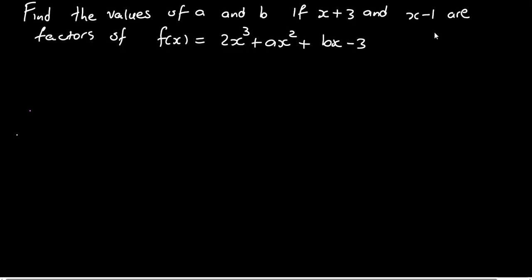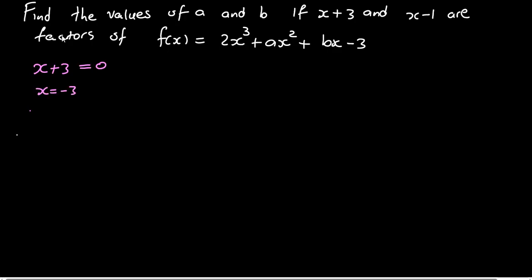To solve this problem, the first thing we're going to do is start with the first given factor, which is x plus 3. Let's start with that one. I'm going to say I have x plus 3, which they say is a factor. We equate it to 0. Therefore, what is x equal to? x is equal to minus 3.